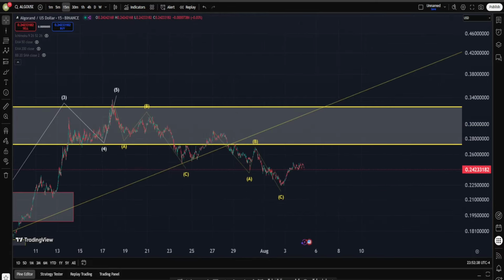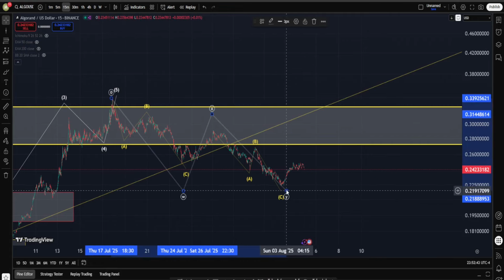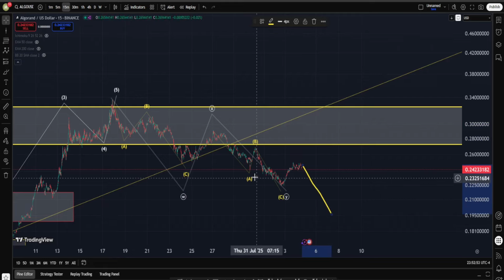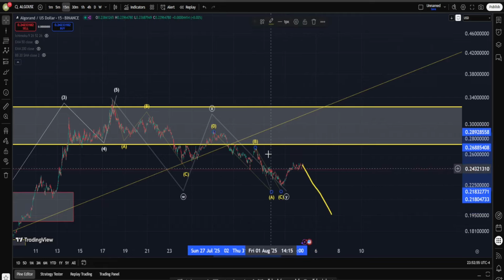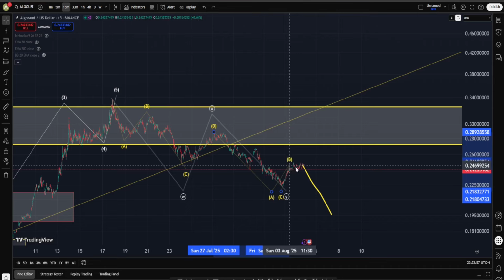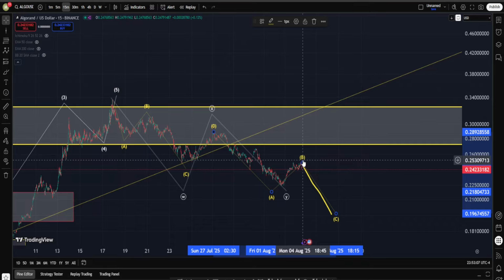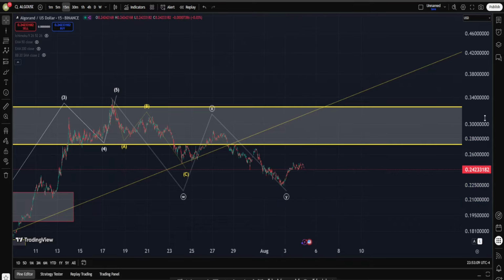And well, on a higher degree, what do you have according to this possibility? You know it, a WXY in the form of a double zigzag. And I do actually sort of kind of like this possibility. Now, what if we get another move down from here? Even in that scenario, I'm still going to argue maybe this is going to be the end of our A leg, correction for wave B, another move down into wave C. And this move hopefully soon is going to come to an end. But this doesn't mean that right here, right now, we should be 1000% bullish in Algo.